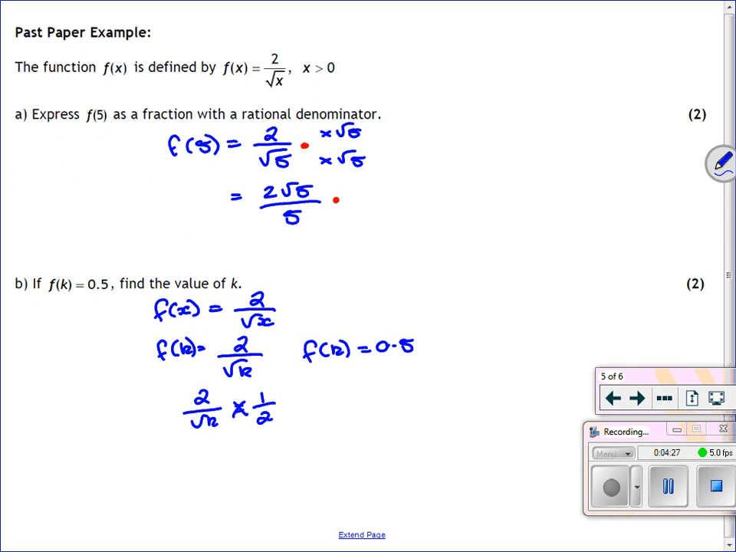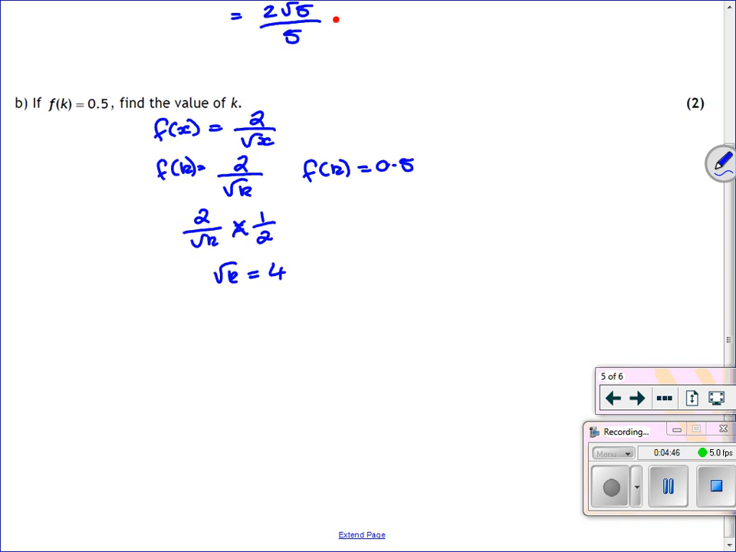So we have root k times 1 is root k, is equal to 2 times 2, which is 4. So root k is equal to 4. I want to find the value of k. So remember, when we solve equations, it's always a game of opposites. You solve equations by doing the opposite process. We have the square root of k is equal to 4. So the opposite of a square root is a square. So I'm just going to square both sides, and I get k is equal to 16.